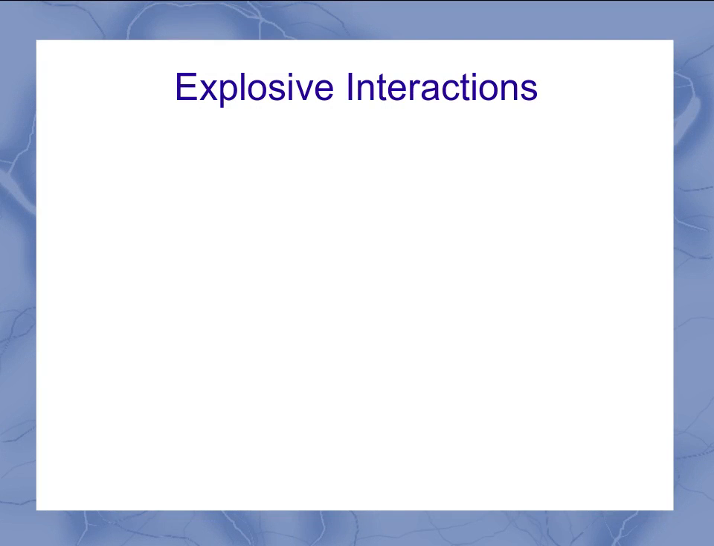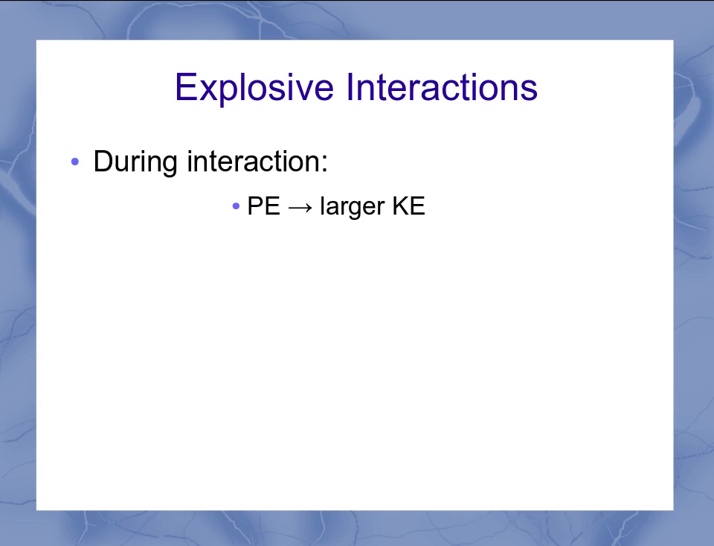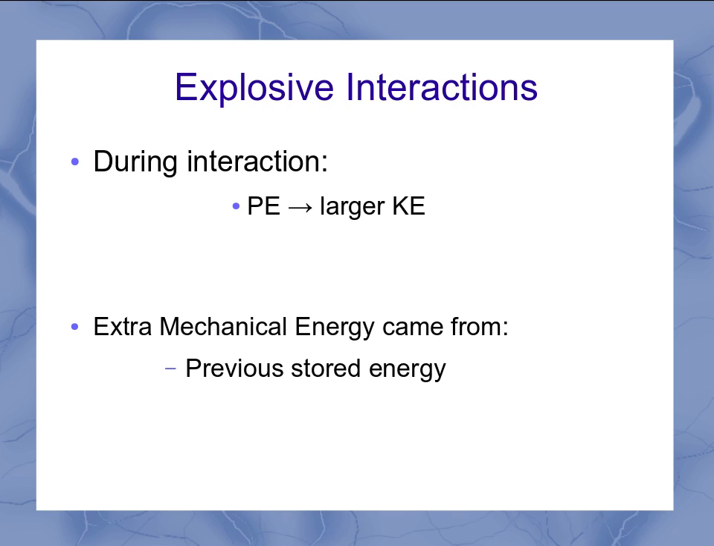Now, our last case is a lot more rare, but sometimes we have these explosive interactions. In this case, if I look at exactly what's happening during the interaction, I've got some sort of stored potential energy, and it's released into a larger kinetic energy. And that extra mechanical energy had to come from somewhere, and it was some previously stored energy. Maybe this is an object which has some sort of spring or elastic potential, and it was compressed before the collision. And as soon as the collision happens, it suddenly releases that energy. Or there might be some sort of chemical potential energy, and there's actually a chemical explosion during this interaction. But in the end, you end up with a larger kinetic energy.